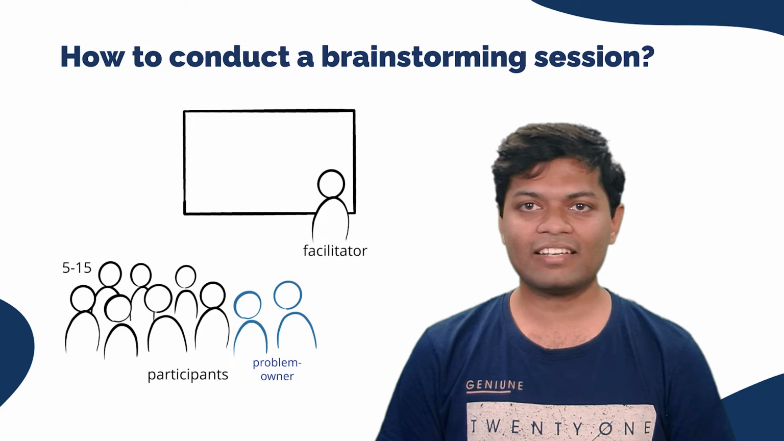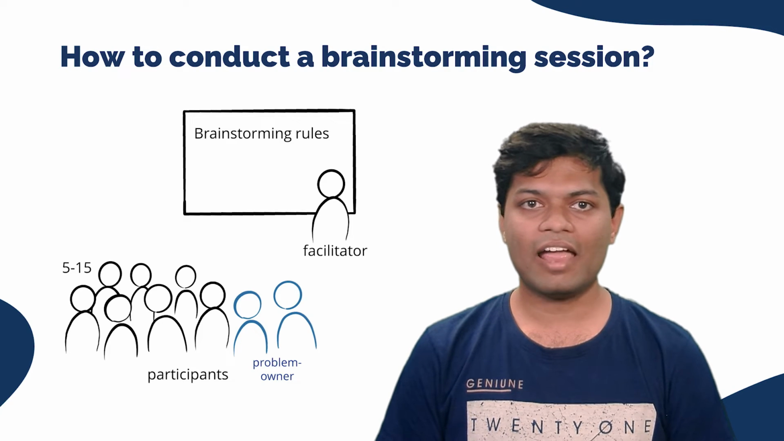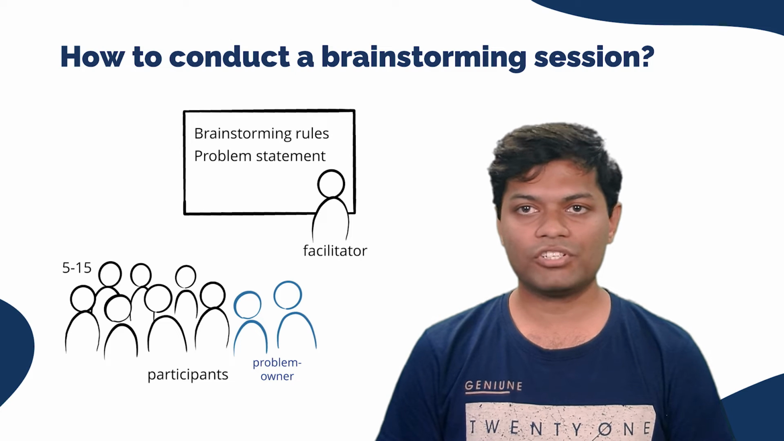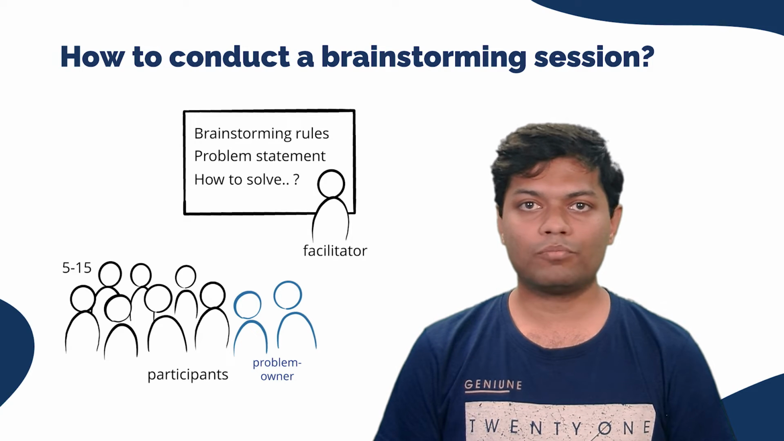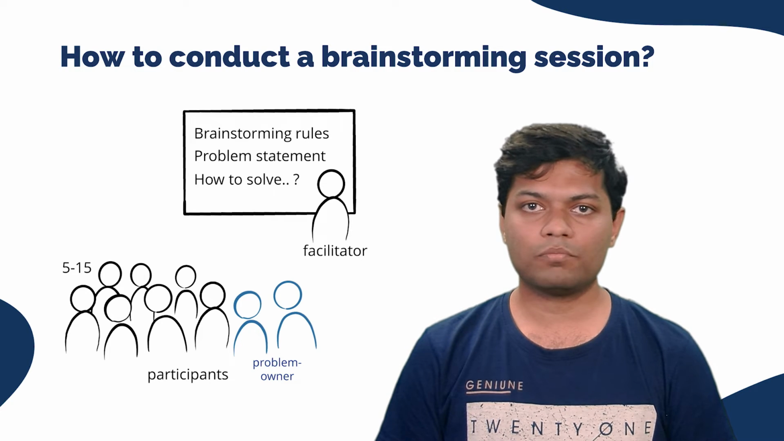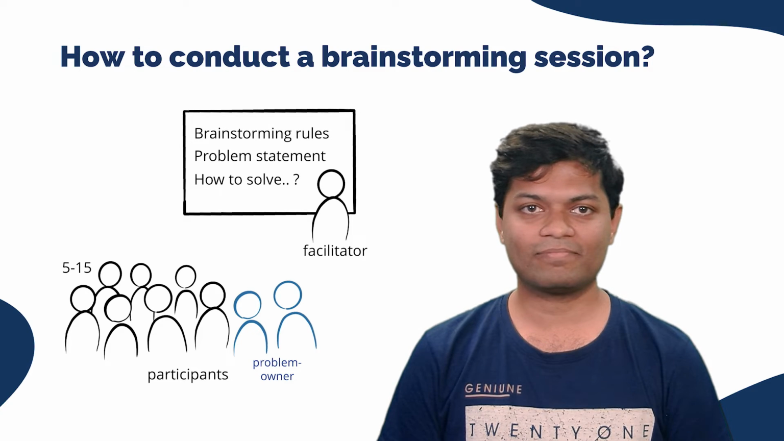The facilitator can kick off the brainstorming session by explaining the brainstorming rules and the problem, followed by a question such as how can we solve this issue? Then they are ready to begin the brainstorming. If you want, after having posed the question, you can allow the participants 1 minute of silence before the brainstorming starts to let them think about the question and jot down a few ideas individually.